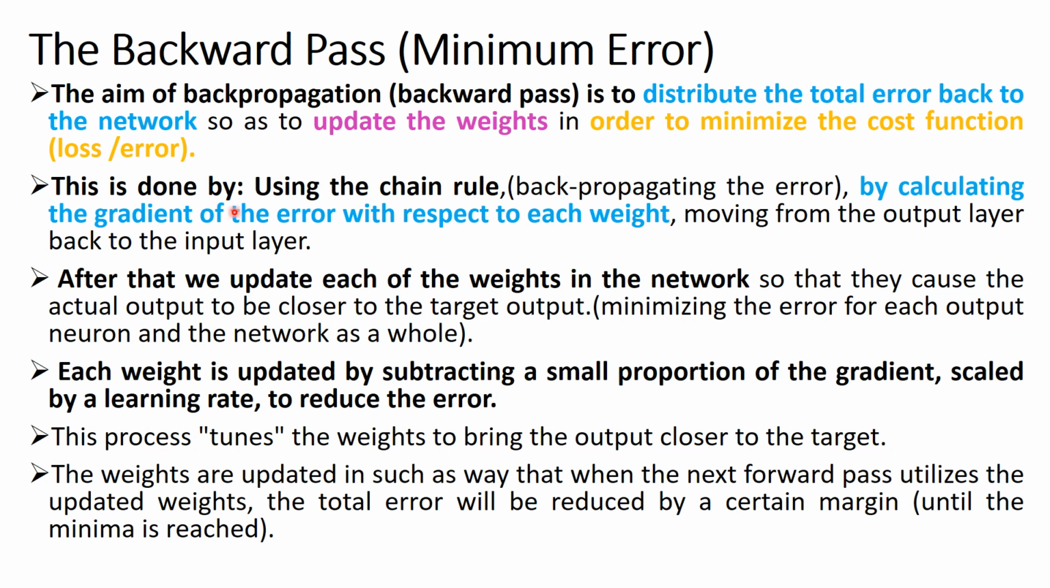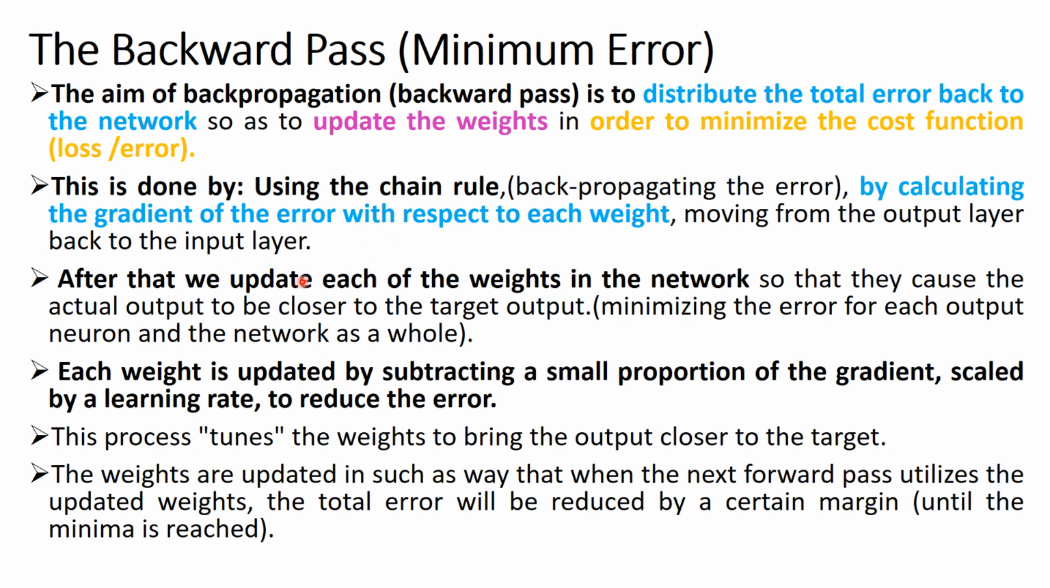This is done by using the chain rule. Chain rule هنشرح chain rule هي calculus, one of the calculus rules. Backpropagating the error by calculating the gradient of the error with respect to each weight, moving from the output layer back to the input layer. بنستخدم التشين رول وبنوزع الخطأ. بنشوف كل وزن في أوزان الشبكة كان بيسهم بيقدر شنو في الخطأ. Accordingly we update then the weights.